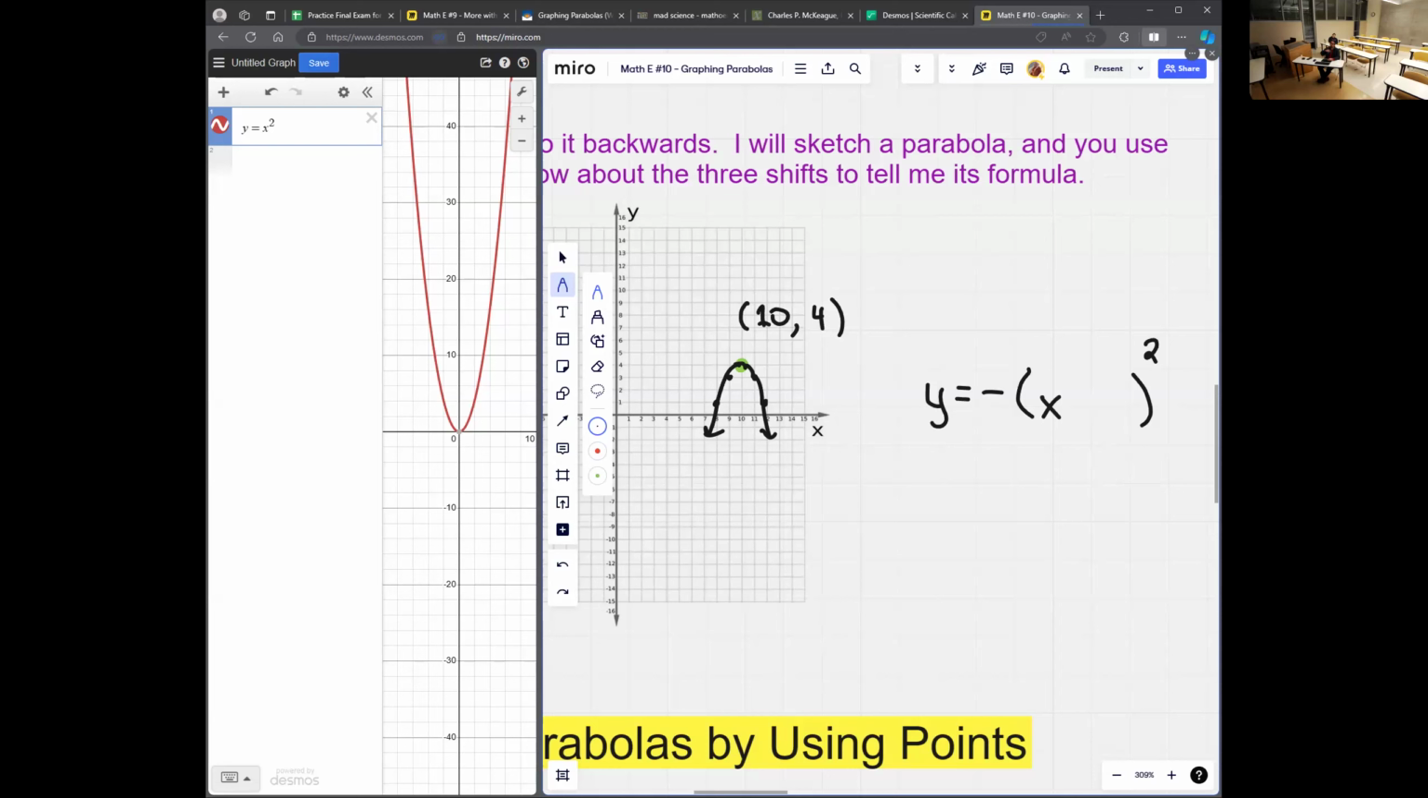Play around on your Desmos graph. It helps you remember which way goes which.